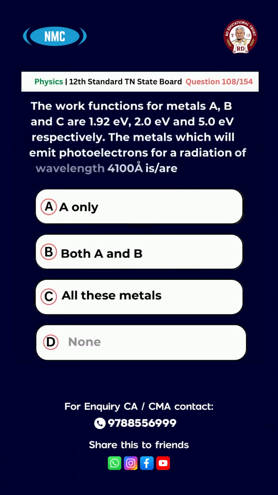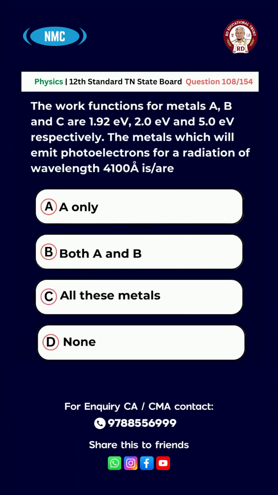Question number 108. The work functions for metals A, B and C are 1.92 eV, 2.0 eV and 5.0 eV respectively. The metals which will emit photoelectrons for radiation of wavelength 4100 angstrom is option A only, B both A and B, C all of these, D none. And the right answer is option B both A and B.